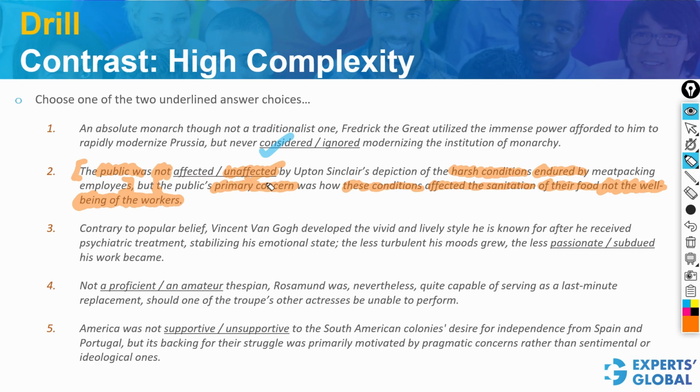The public was not unaffected, and therefore the public was affected by the depiction of harsh conditions endured by the employees, but the public's primary concern was something else. That is the intended meaning. Unaffected is the correct answer choice here.